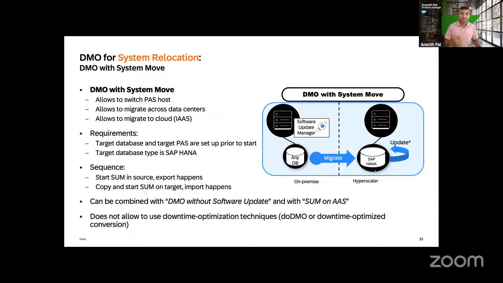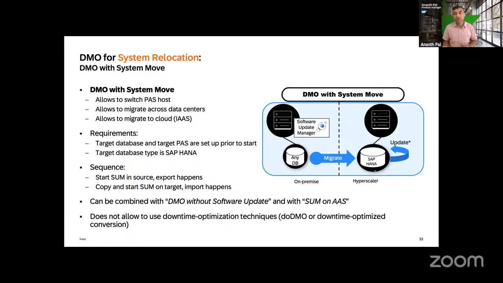The way we do it is you start the Software Update Manager tool in the source data center. You export the data along with the build of the target stack, and then migrate the data from the existing data center to the target data center. And on the target environment, you start the Software Update Manager tool and start the import of data. And all the downtime related activities can be performed in the target environment. Now, as soon as you start the export and import, your technical downtime would start.